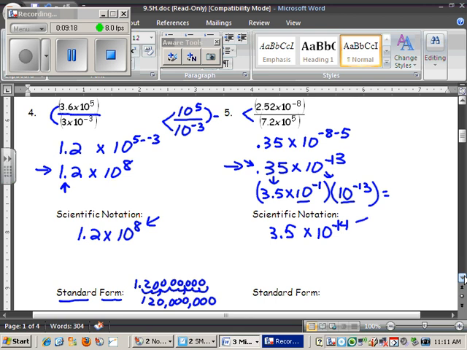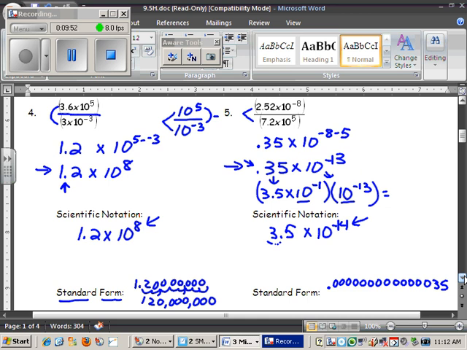For standard form, because our exponent is negative, we want our original number to be between 0 and 1. So we must move our decimal point 14 places to the left. The first place would be the 3, which means we need 13 zeros. So 1, 2, 3, 4, 5, 6, 7, 8, 9, 10, 11, 12, 13. And then we can put the 3, 5 at the end. And that would be the number in standard form.